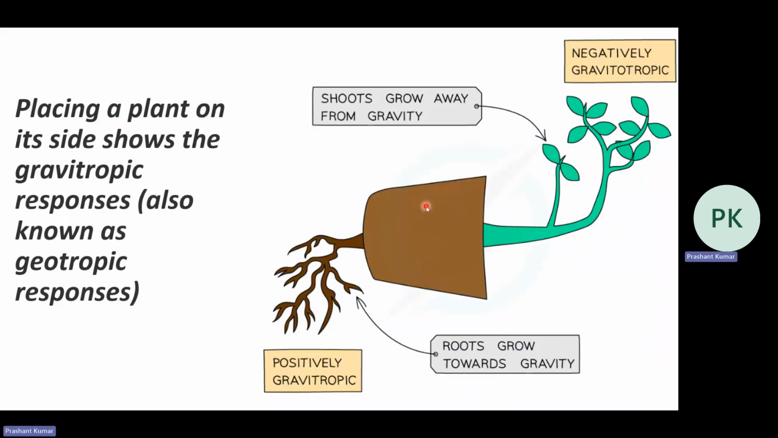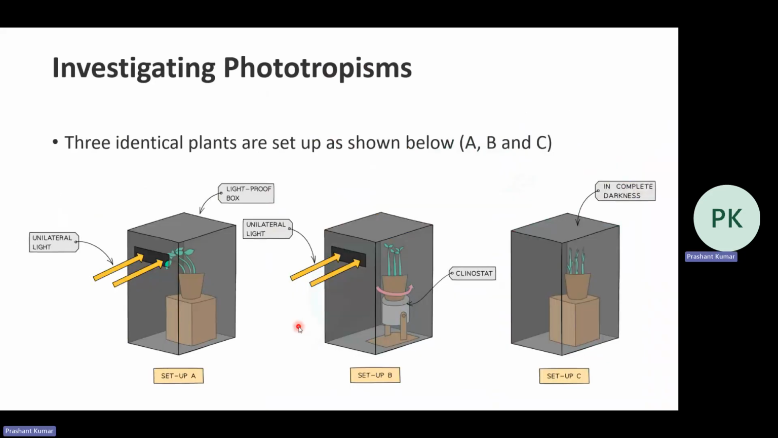This is a very common experiment we have all done in our life. I have literally done this. Sometimes I keep the pot like this, and after a few days we'll find that the shoot is going in an upward direction and the root is going in a downward direction. There is a small investigation to check this. These are the setups. In setup A, this is a light-proof box with one plant, and through this hole unilateral light is being passed. In setup B, the clinostat is rotating slowly, and in setup C everything is closed.